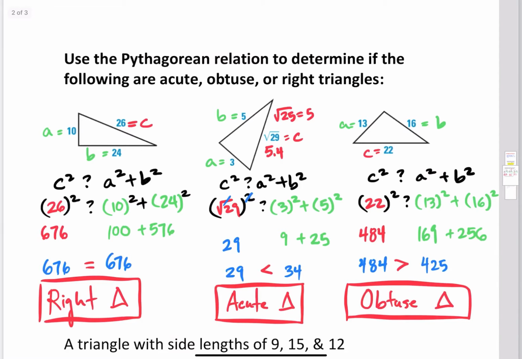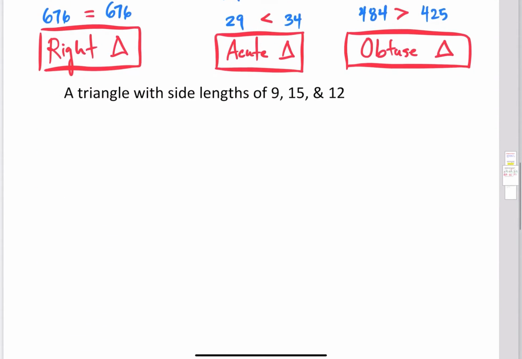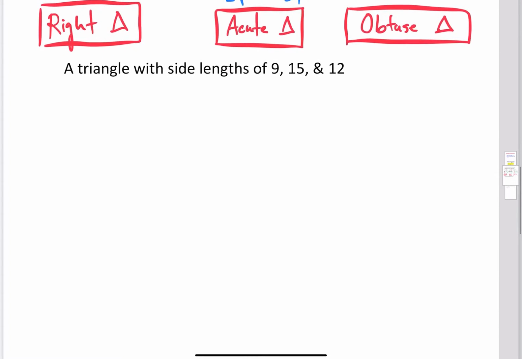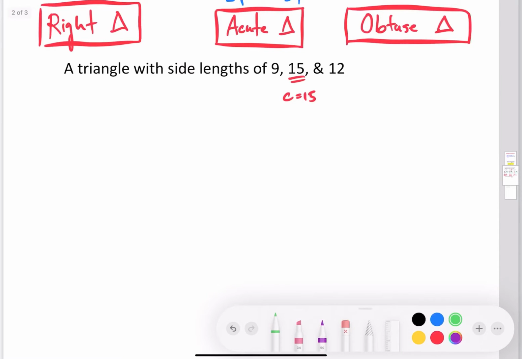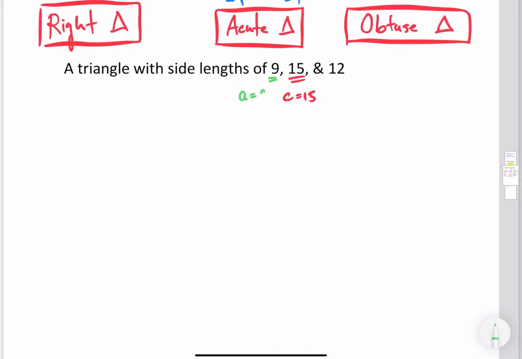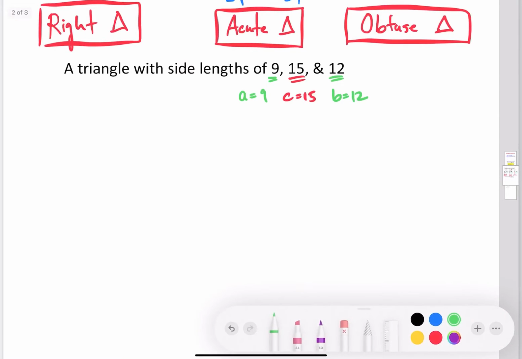Okay, so this next problem that we have here is pretty much the same thing, except this time they did not draw the triangle. So what we're going to do is take a look at the length of these sides. And again, we want to identify which one is the C value. Now again, the C value is going to be the longest side or the largest side. So in this particular case, the C value is this 15. So C is equal to 15. Now the other two, it doesn't matter which one's A and which one's B. Again, I like to use A as the shorter leg and B as the longer leg. So now I know what is A, what is B, and what is C.